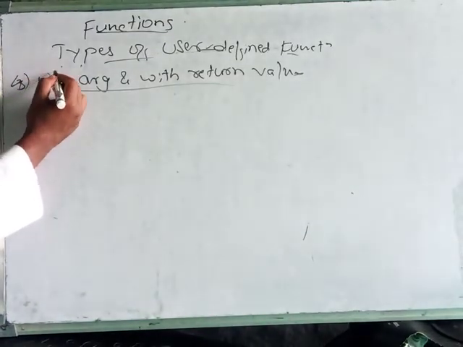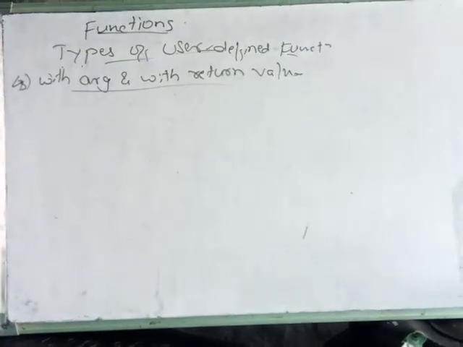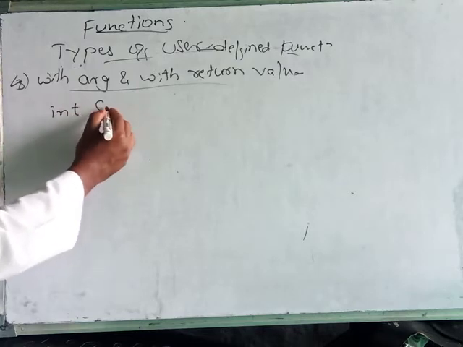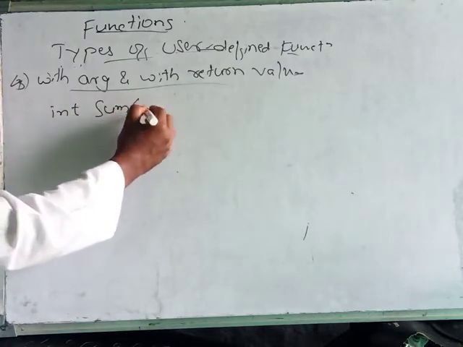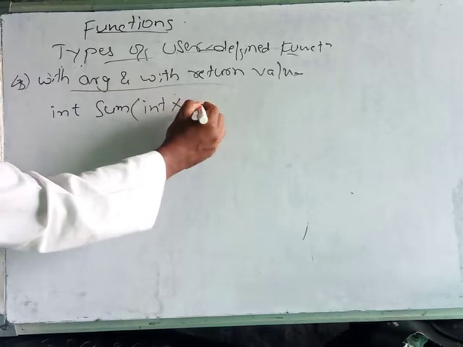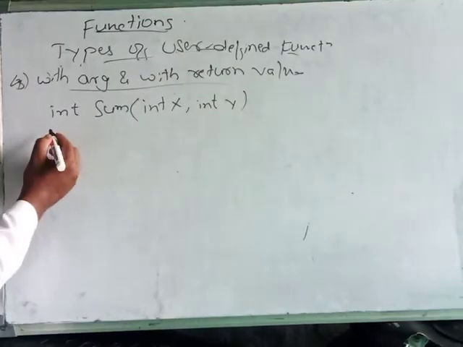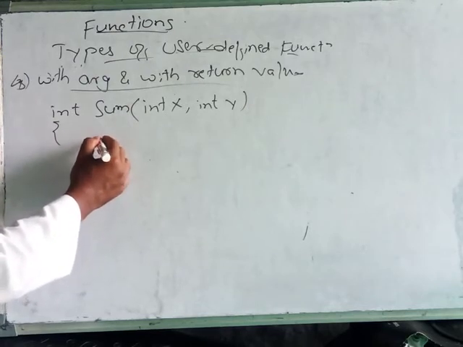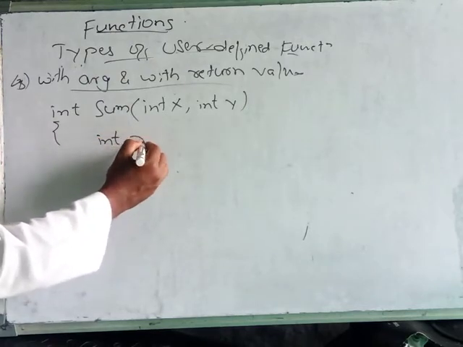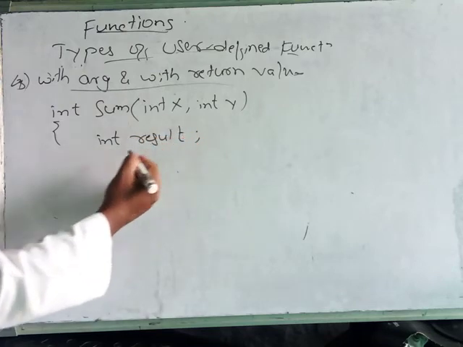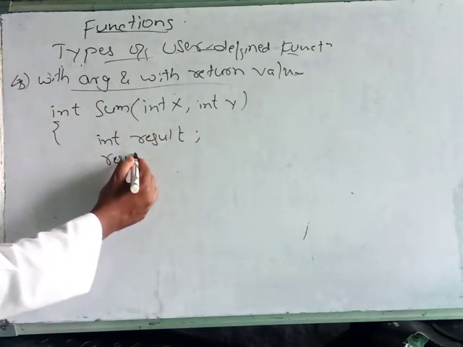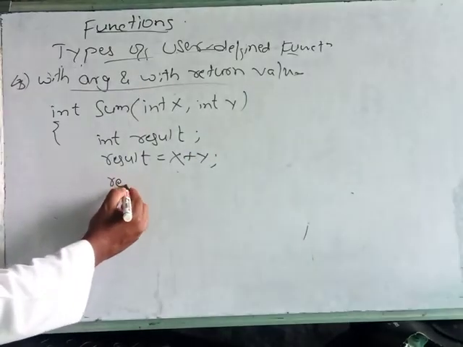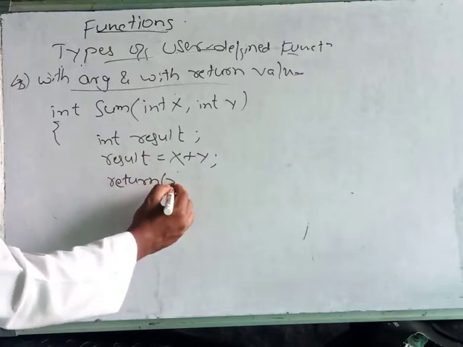The fourth one is with arguments and with return value. Same thing, we can take any example. I am taking int only. Sum, int x, int y. Here we are declaring one int result, result is equal to x plus y, return result.